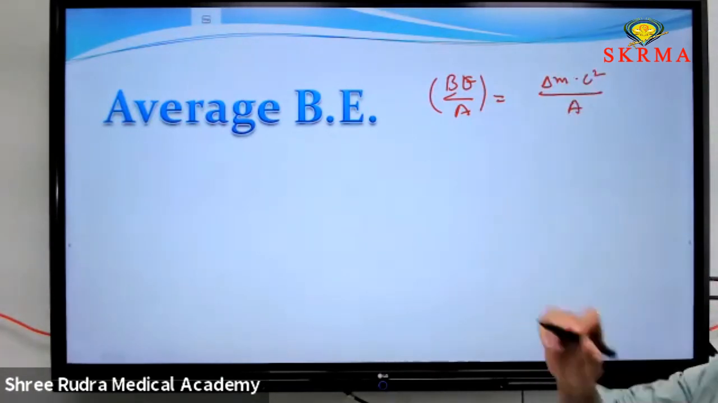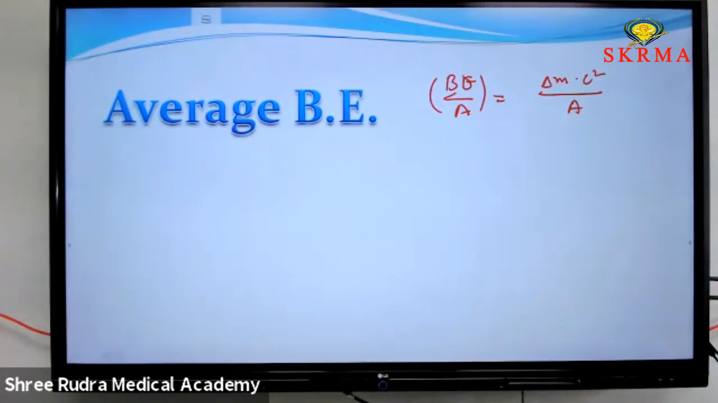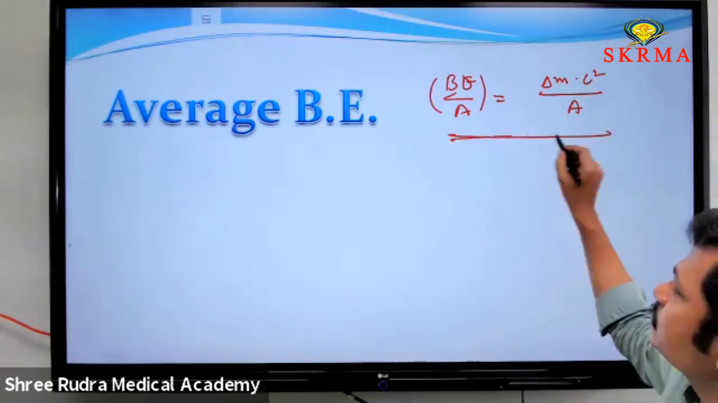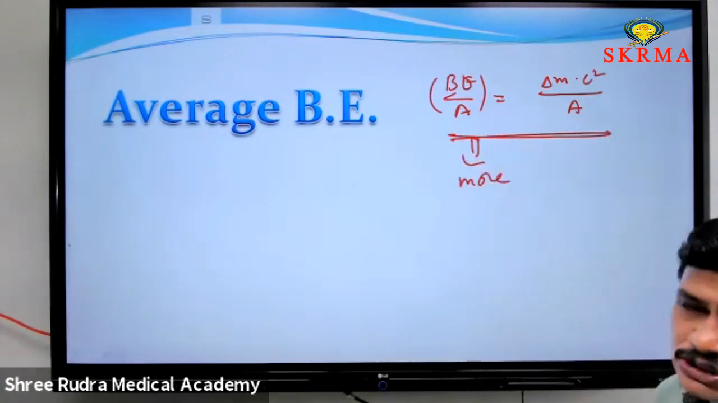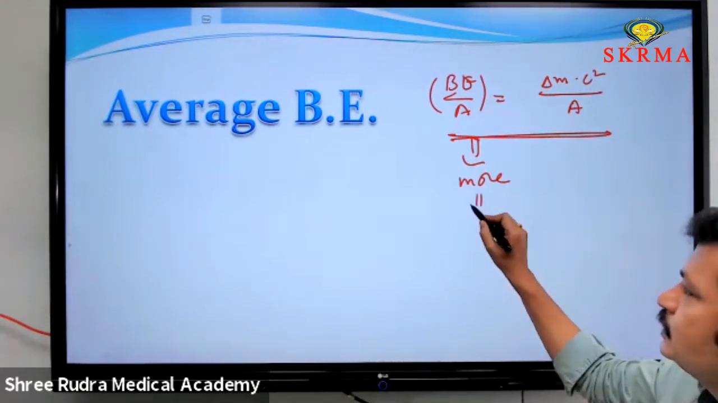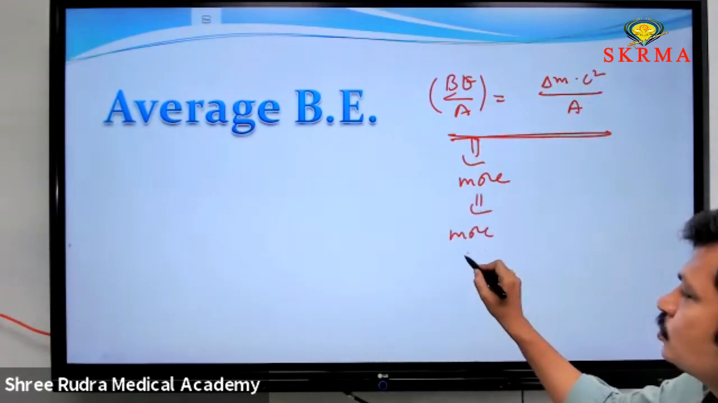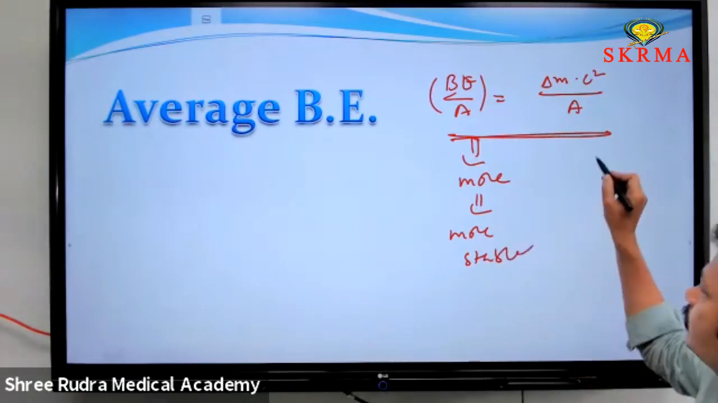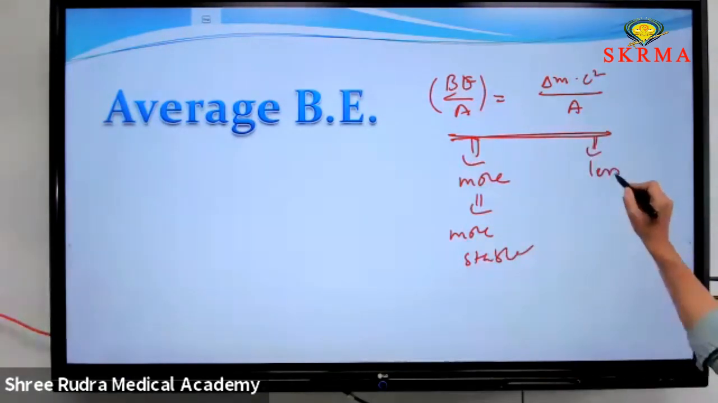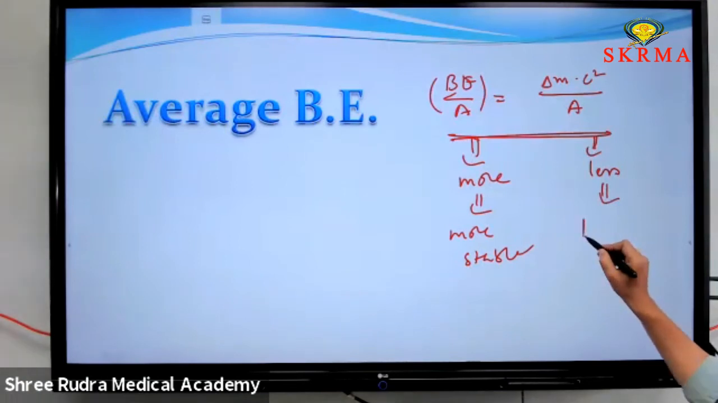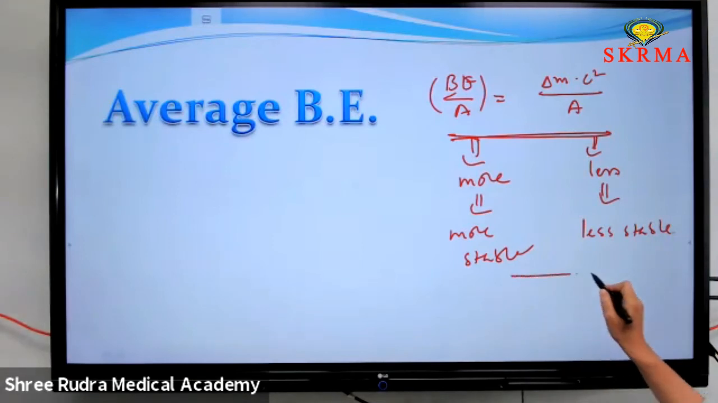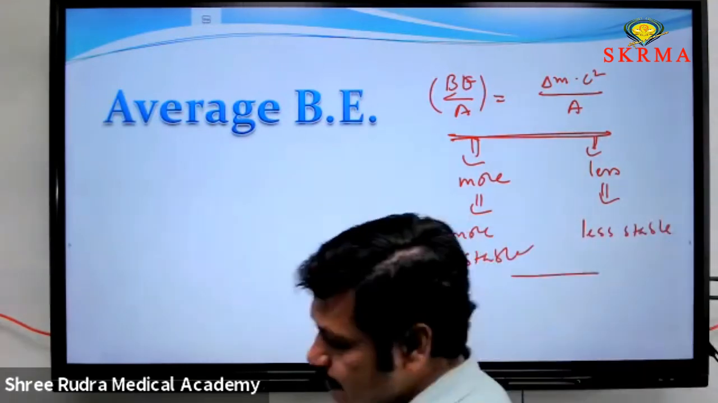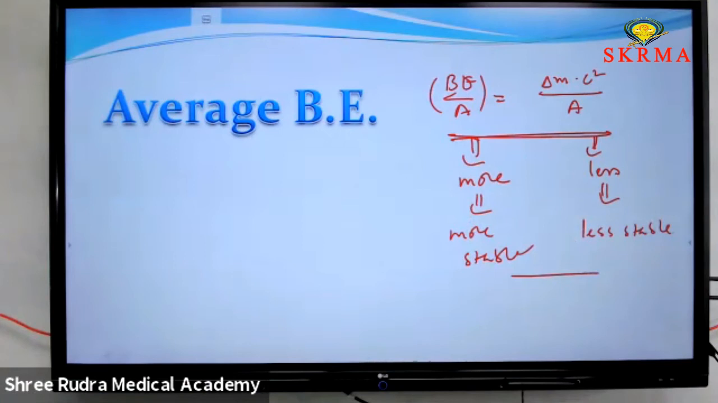What is the significance of this equation? If the value of delta M into C square by A is more, that nucleus is more stable. If it is less, that nucleus is less stable. So what does the average binding energy represent? That represents the stability of the nucleus.